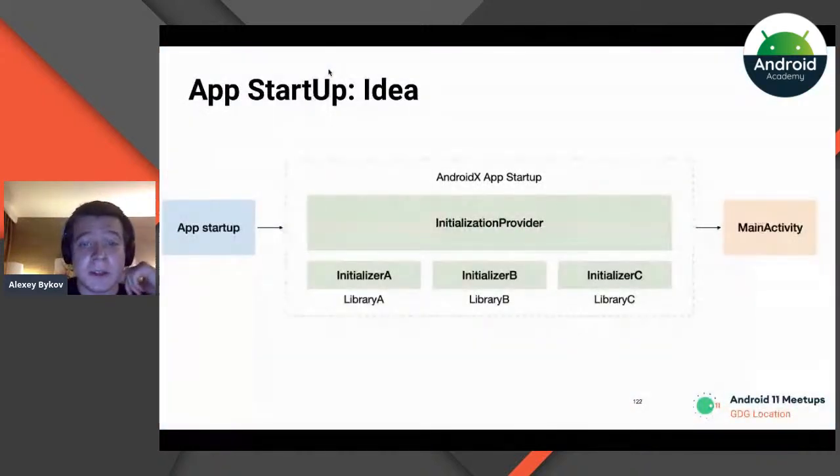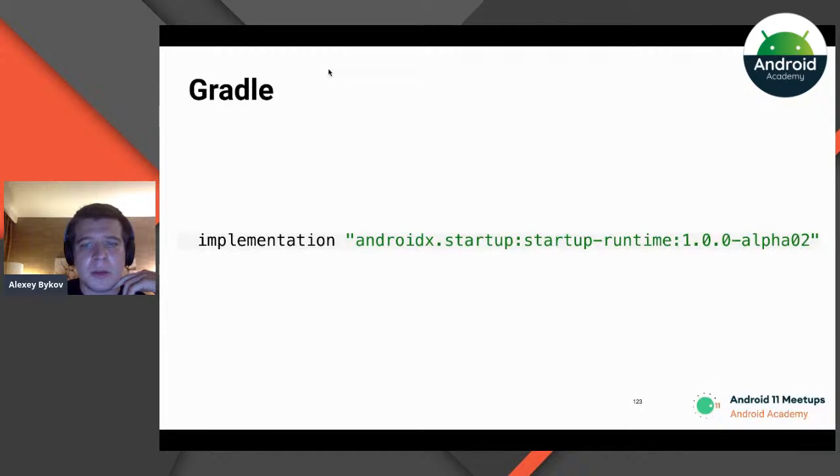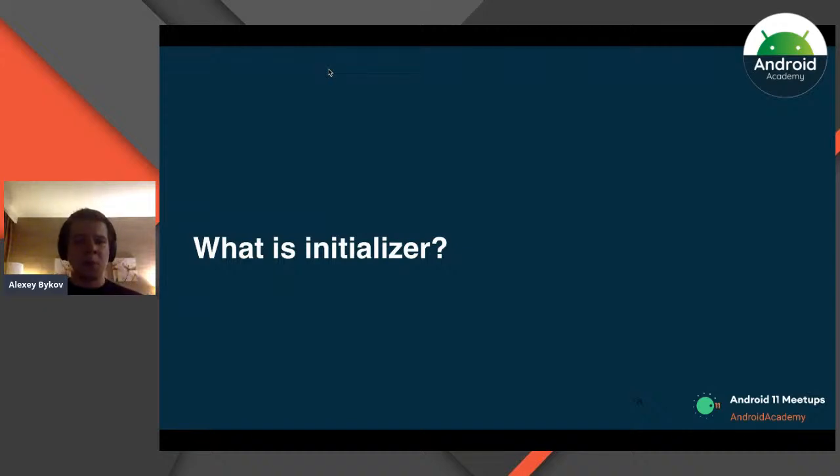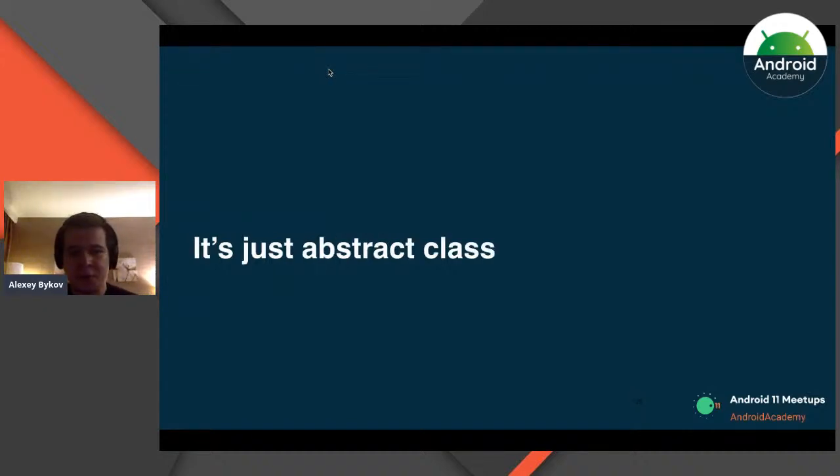So the common idea is quite simple. It's to have only one content provider for initialization. Instead of other content providers, we can have just initializers here for other libraries. We can connect this library like this one, and probably you have a question on this topic. What is actually an initializer? It's just an abstract class.